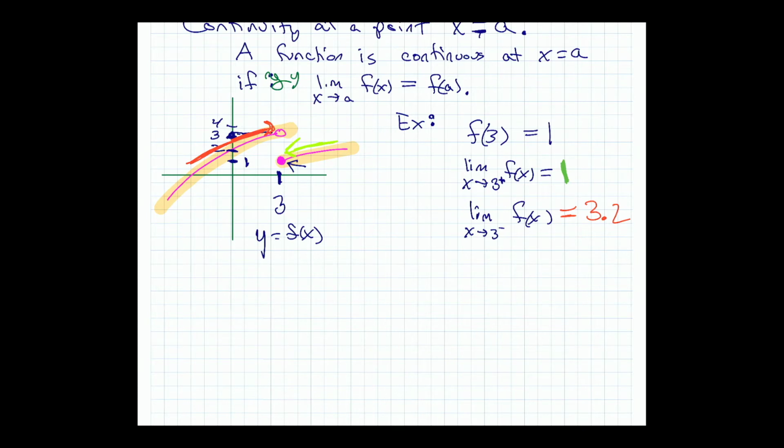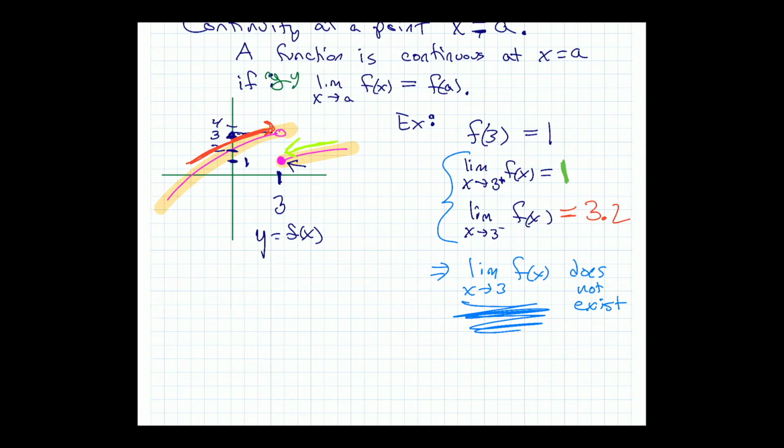Okay, but if you combine these two facts right here, then this tells you that the limit as x approaches 3 of f of x does not exist. Right? Remember when we first talked about limits on graphs that the limit from the left and the limit from the right had to give you the same number in order for the two-sided limit to exist. So since we get a 1 and we get a 3.2, and those are different, then the overall limit does not exist.